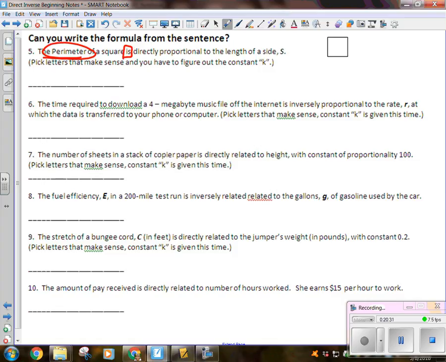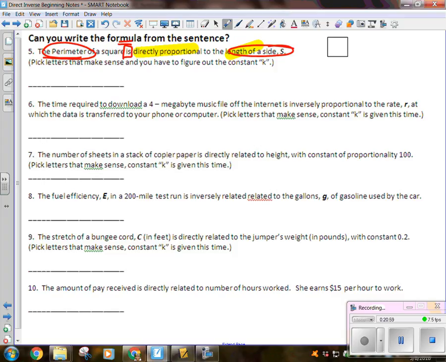Anybody remember what you do for is in math? What is is? It's my favorite little word. It's an equals. Okay, so every time you see is, it's going to be equals. Then I see directly proportional to. That's important. Okay, and then what is it proportional to? S. S for length of a side. Okay, now it says pick the letters that make sense, and you have to figure out the constant.